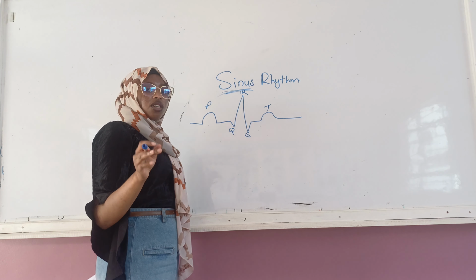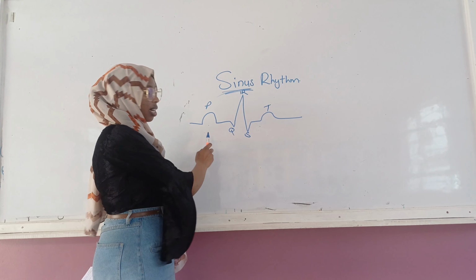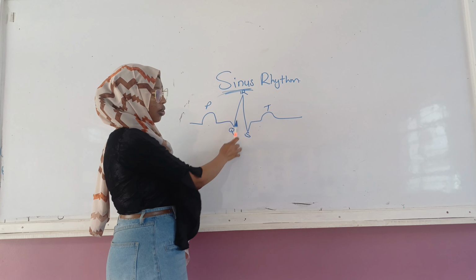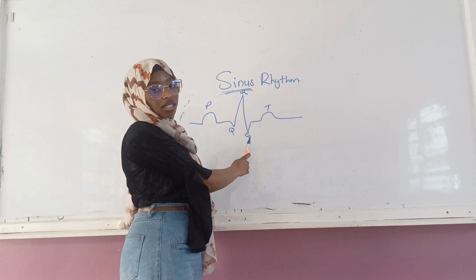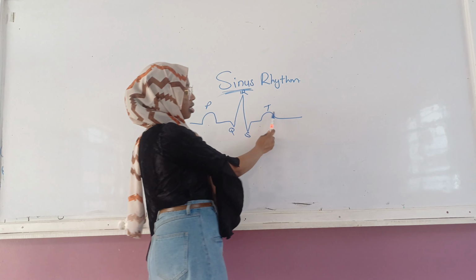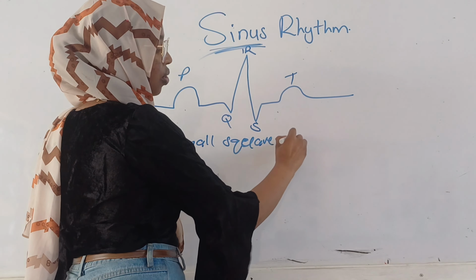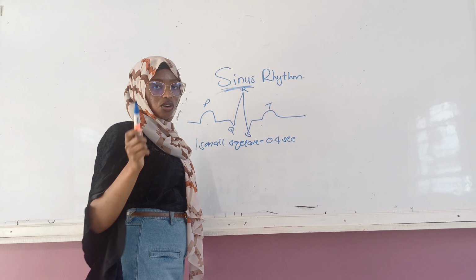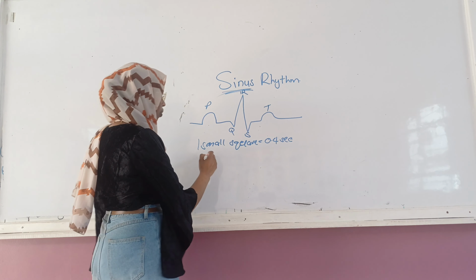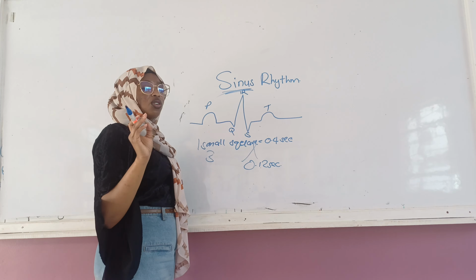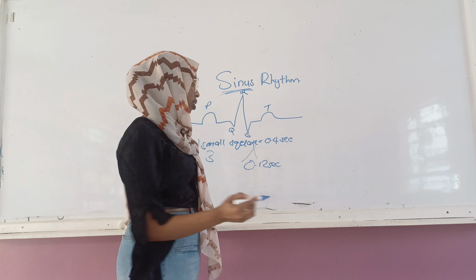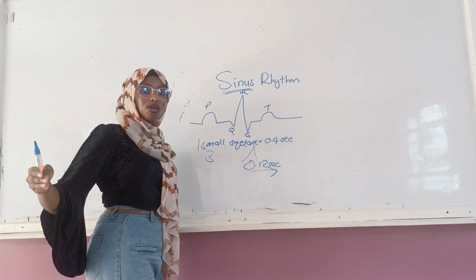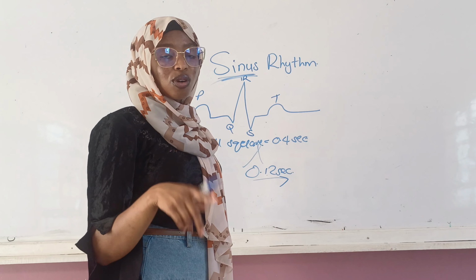When you look at this normal sinus rhythm, you always find that the P wave is present, meaning that there is a contraction of the atrium. The QRS complex is present, meaning there is a contraction of the ventricles. And the T wave, as we say, 1 small square goes to 0.4 seconds. And you say that the QRS complex should not be more than 3 small squares. So in real sense, the QRS complex should not be more than 0.12 seconds. If it's more than 0.12 seconds, then it becomes a wide QRS complex, and that makes it an abnormal rhythm.